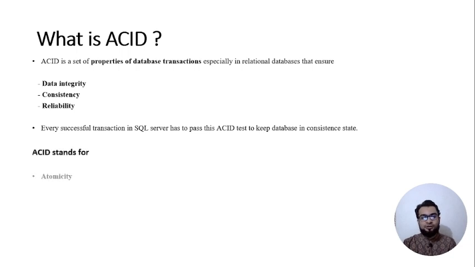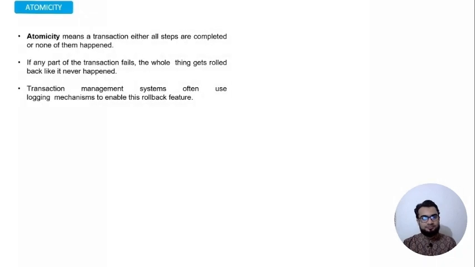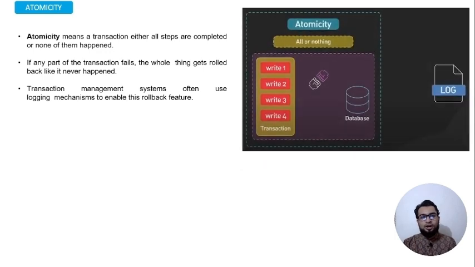ACID stands for Atomicity, Consistency, Isolation, Durability. Let's explain this step by step. Atomicity means a transaction either has all steps completed or none of them happen. If any part of a transaction fails, the whole thing gets rolled back like it never happened.